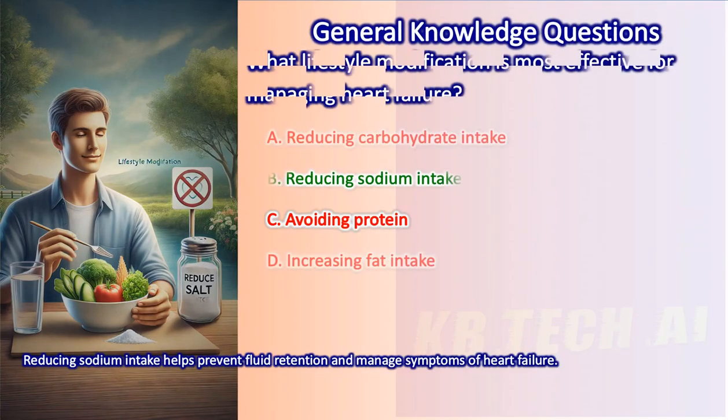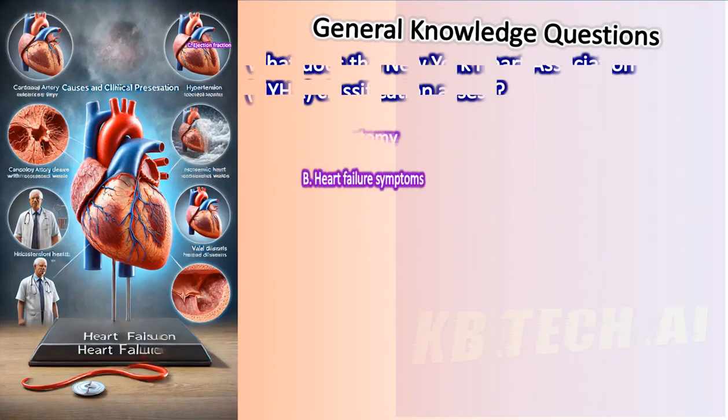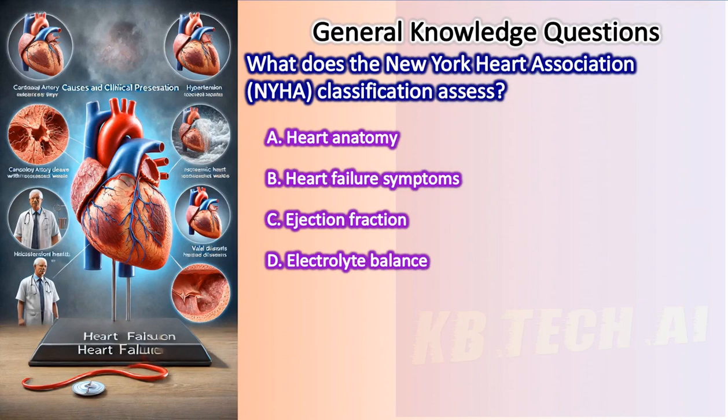The answer is option 2. Reducing sodium intake. What does the New York Heart Association (NYHA) classification assess? Option 1. Heart anatomy. Option 2. Heart failure symptoms. Option 3. Ejection fraction. Option 4. Electrolyte balance.